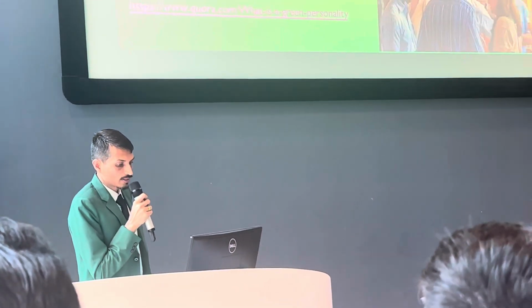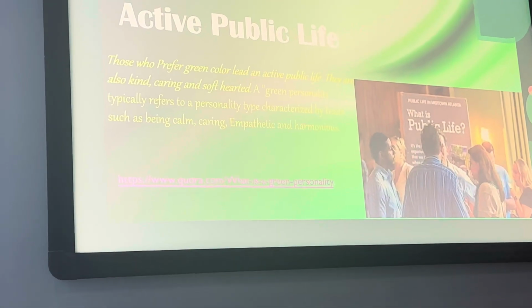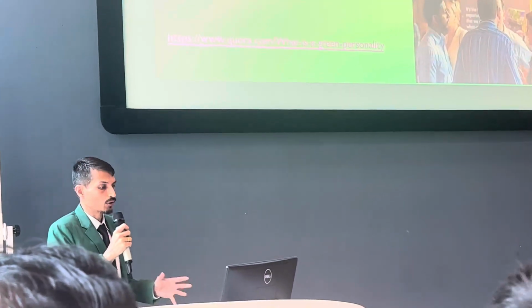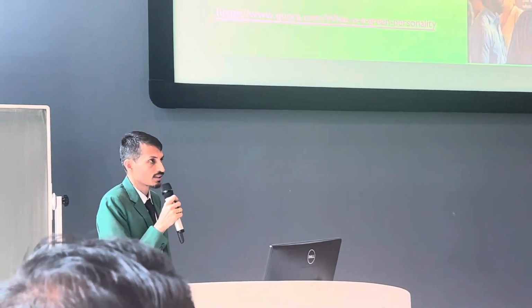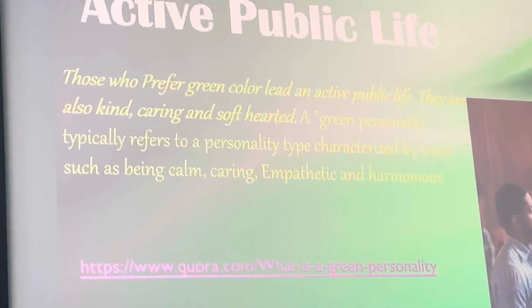Now, for this slide, the green color mostly explains an active public life. The studies mostly go with children. Those who play outside in the greenery areas, who go outside and play most of the time, become active every time. Their mind becomes active every time.